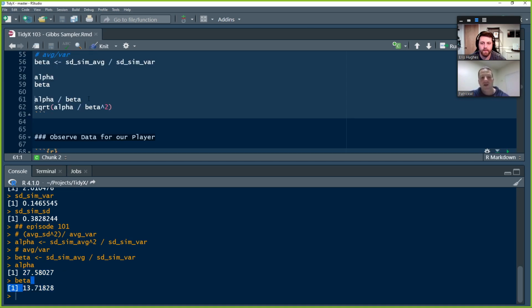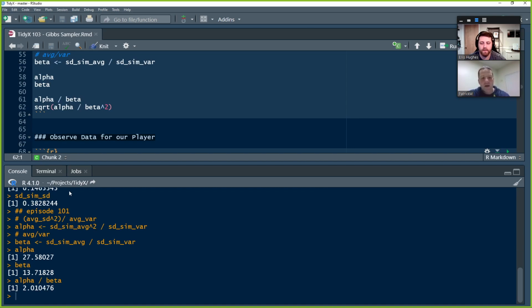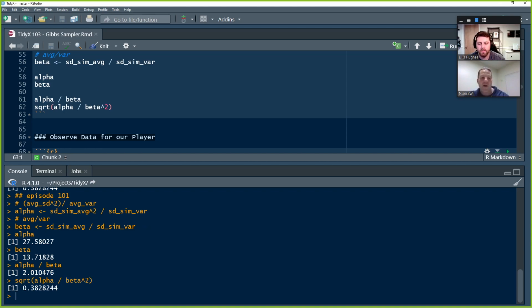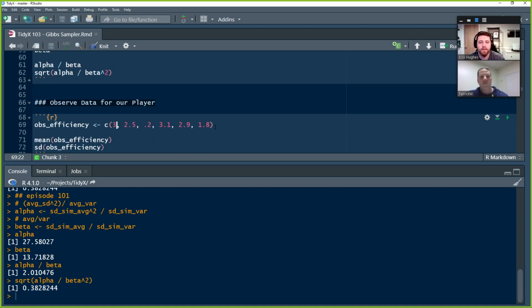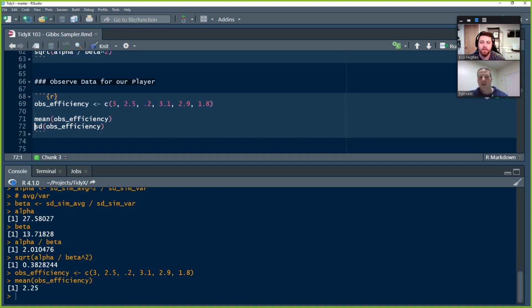And as a sanity check, if we divide alpha by beta, we should get our mean. And if we take the square root of alpha divided by beta squared, we should get something that's similar to our standard deviation. And so far, everything checks out. So now we observe some player data. So we have a player. He's performed in 6 games, and he's done relatively well. And so we're going to plug in his efficiency in those 6 games.